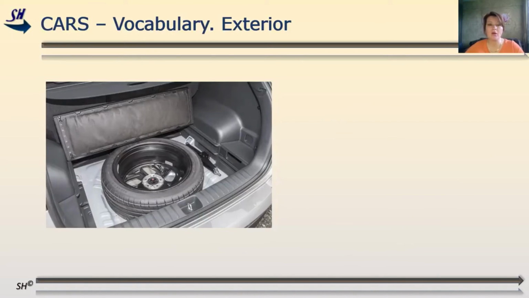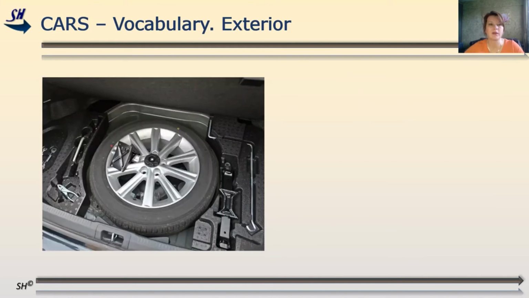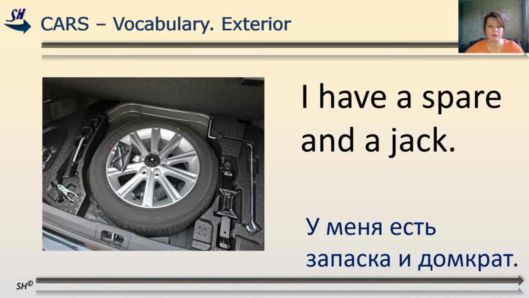Now, what do you do when you have a flat? You need to replace the tire. Every driver is supposed to have a spare or a spare wheel. You will use this wheel to make sure that you get to your destination. For example, I have a spare wheel and a jack. The jack is a tool, this metal thing, helping you to change the tire.